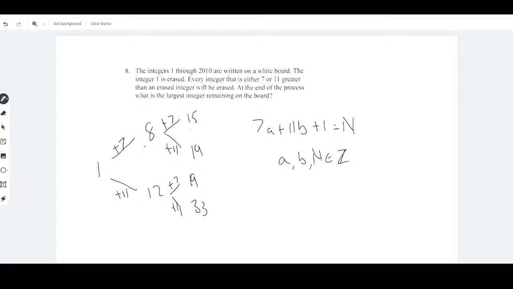So yeah, Austin did mention that it would be kind of impractical to go all the way to 2010, but I think it's still beneficial for you to do at least the first few numbers of it, just to establish a sense of how the pattern is working.